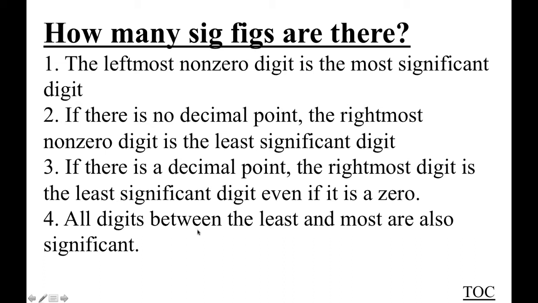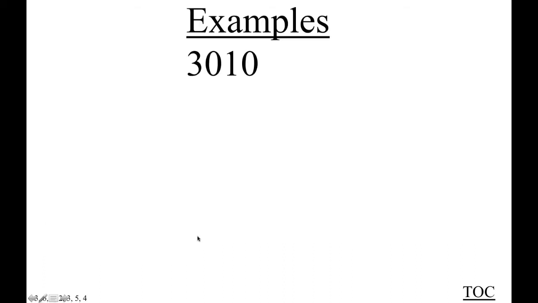Okay? So let's just go through some examples here. 3,000 and 3,010, right? Here's our most significant. Here is our least significant because there's no decimal point here, right? So this is least, that's most, that's 3. Okay, next one.